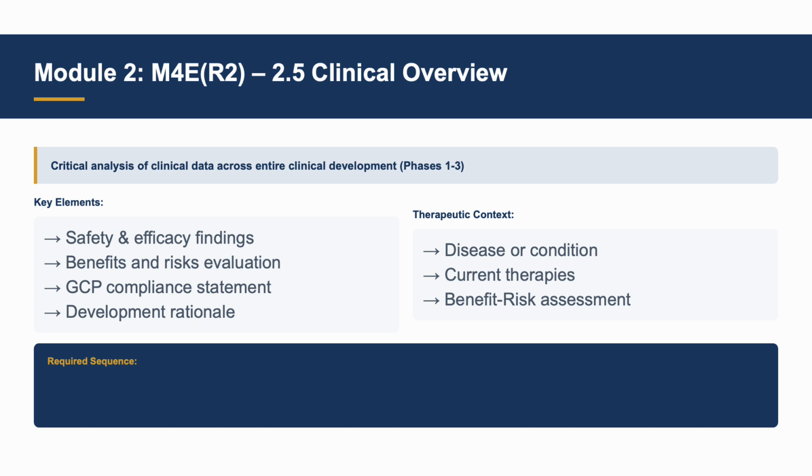The overview of efficacy summarizes the evidence supporting effectiveness for the claimed indication. The overview of safety provides an integrated safety assessment across all clinical studies. Finally, benefits and risks conclusion synthesizes all findings into a clear benefit-risk assessment. The therapeutic context section places your product in the landscape of existing therapies.